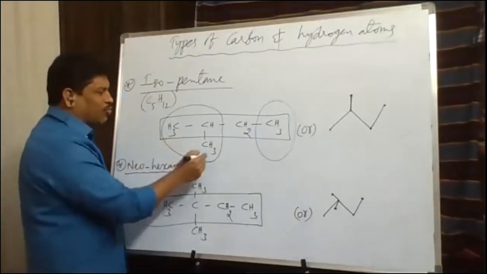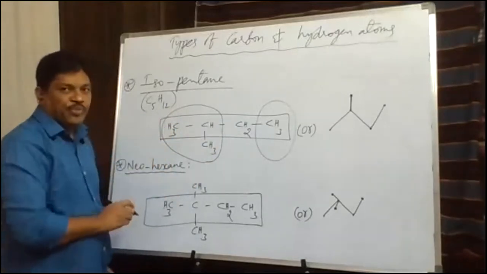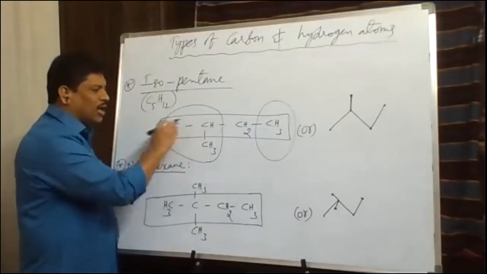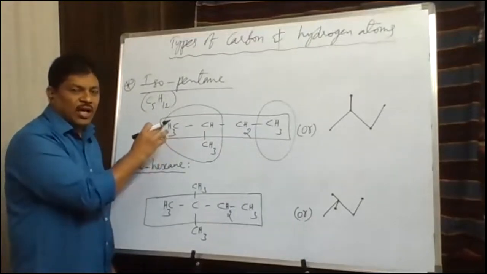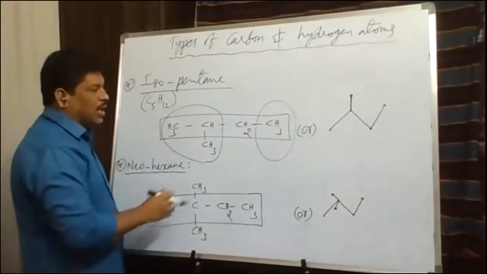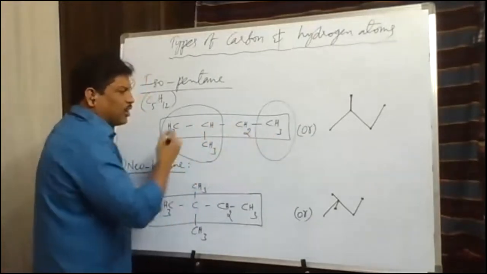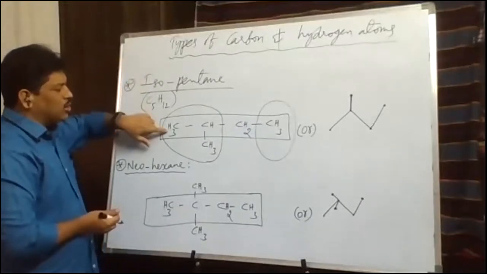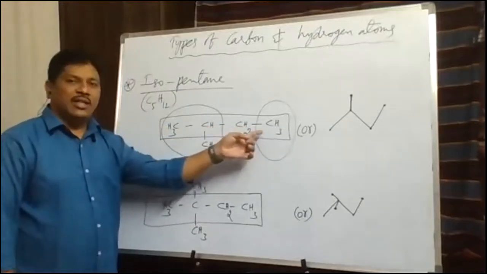In this case, at one end of the molecule, there is an isopropyl group. CH3, CH3 is called the isopropyl group here. At one end of the structure, there should be an isopropyl group, and at the other end, it is CH3. This type of structure is called what? Iso. So we use iso to have an isopropyl group at one end and a CH3 group at the other end.